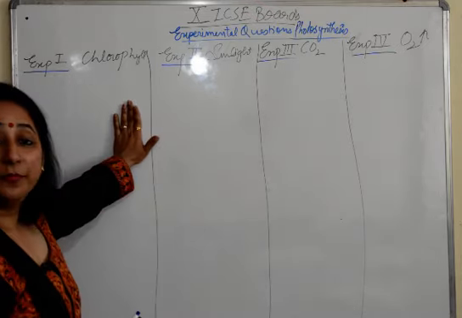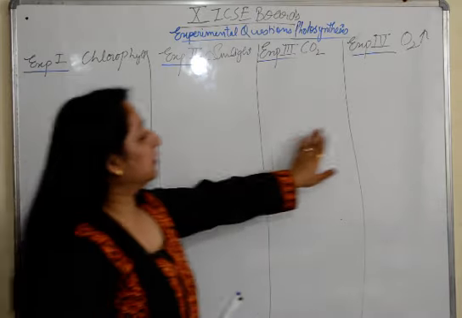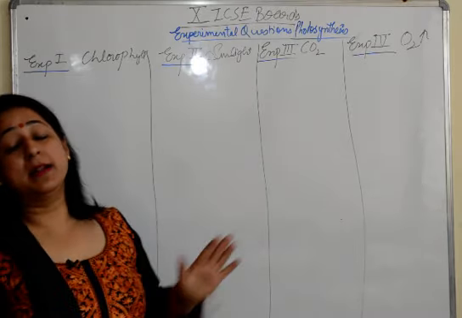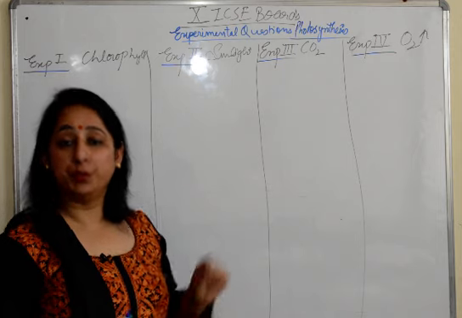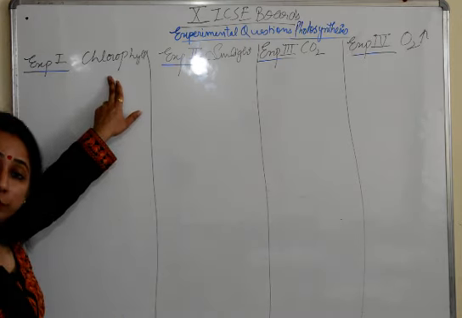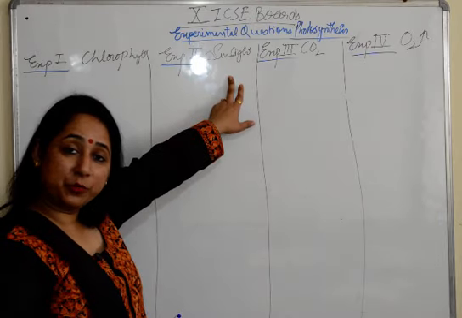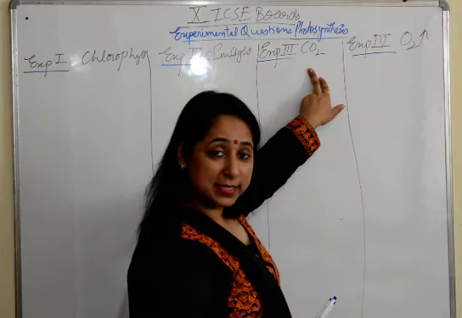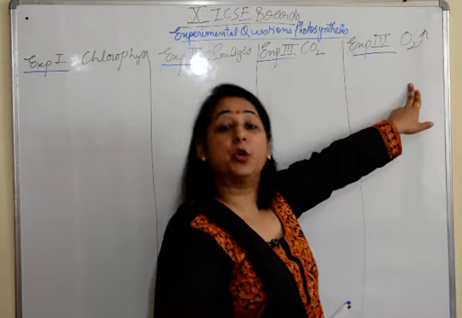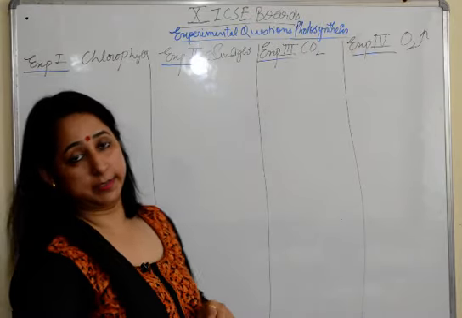Next is experiment first, second, third and fourth. These are 4 experiments which are there in the chapter photosynthesis. First one, to prove that chlorophyll is necessary for photosynthesis. Sunlight is necessary for photosynthesis, carbon dioxide is necessary for photosynthesis, and oxygen is produced in the process of photosynthesis.